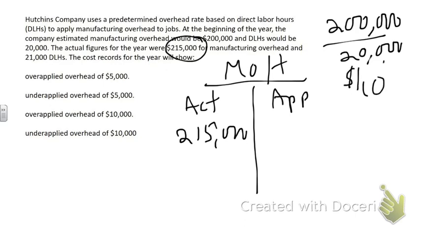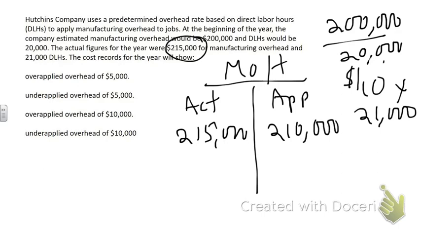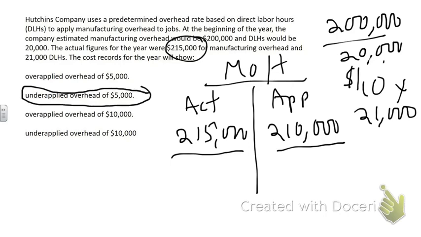Now they worked 21,000 hours, so if I multiply it by 21,000 hours, I get 210 grand. So they applied 210, their actual amount was 215, so they didn't apply enough, so it is underapplied by 5 grand. It's underapplied by 5 grand.